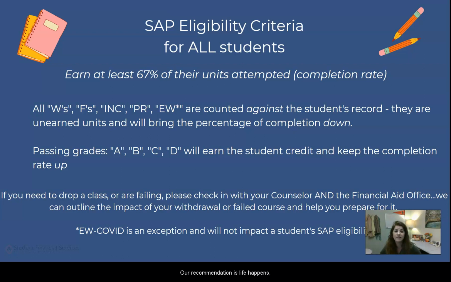So our recommendation is, life happens, things happen, and unfortunately it's true that we're not always able to pass our classes, or we have to withdraw for all kinds of different reasons. That's why we're not saying that you need to complete 100% of your units attempted. There is room to have to withdraw and even potentially fail coursework.